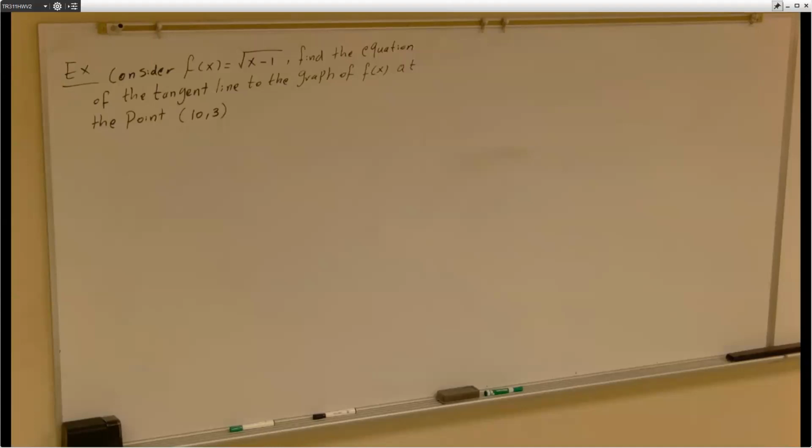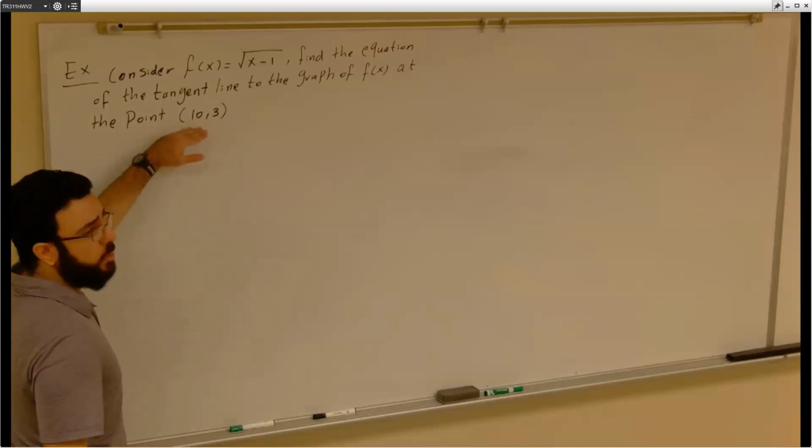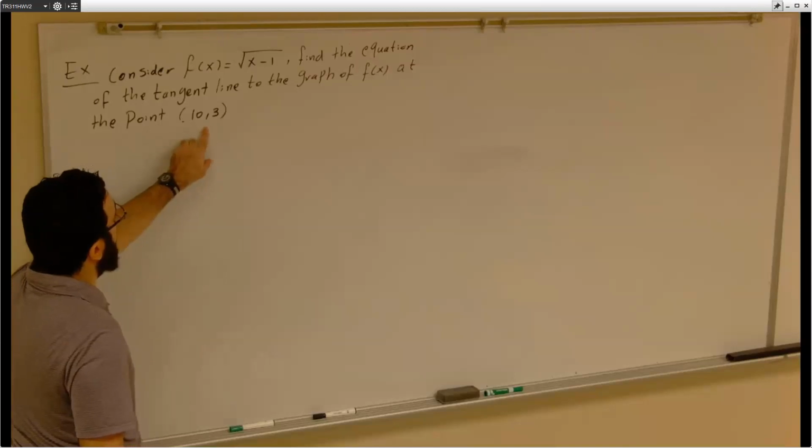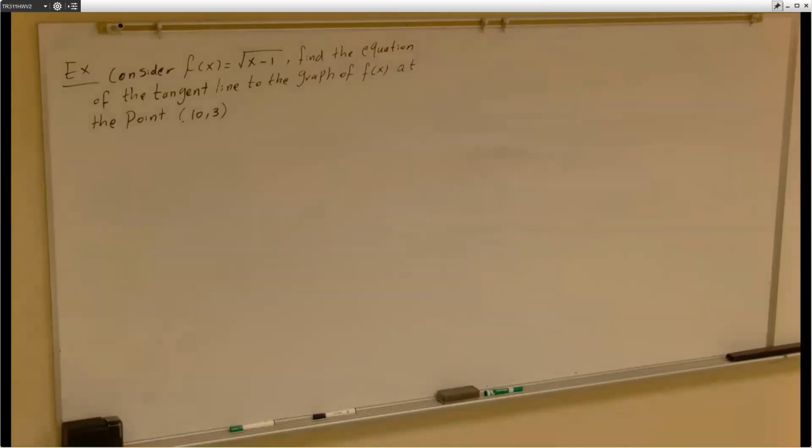Consider f of x equals square root of x minus 1. Find the equation of the tangent line to the graph of f of x at this point. So we have the graph, we need to find the equation of the tangent line. That means the first step, I have to find the slope. And that's the difference between this example and the previous one, because we have the point. I need to find the equation of the line, of the tangent line at this point, tangent to this graph.